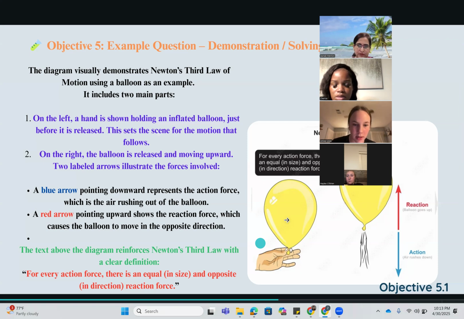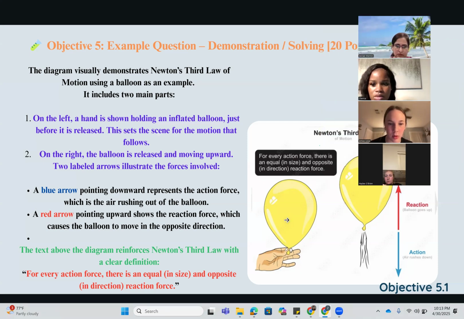The text above the diagram reinforces Newton's third law with a clear definition. It reads, for every action force, there is an equal in size and opposite in direction reaction.